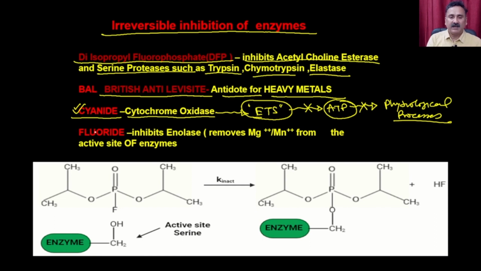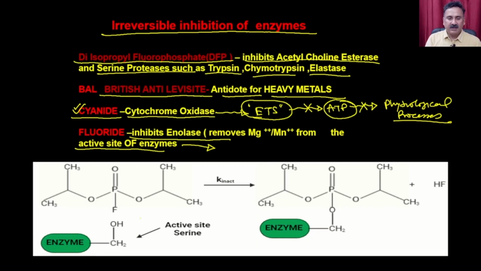Then we have fluoride. Fluoride inhibits enolase, and it removes the magnesium and manganese from the active site of the enzyme. That is how it deprives the enzyme of crucial cofactors, and because of that, the enzyme will not be able to become active.